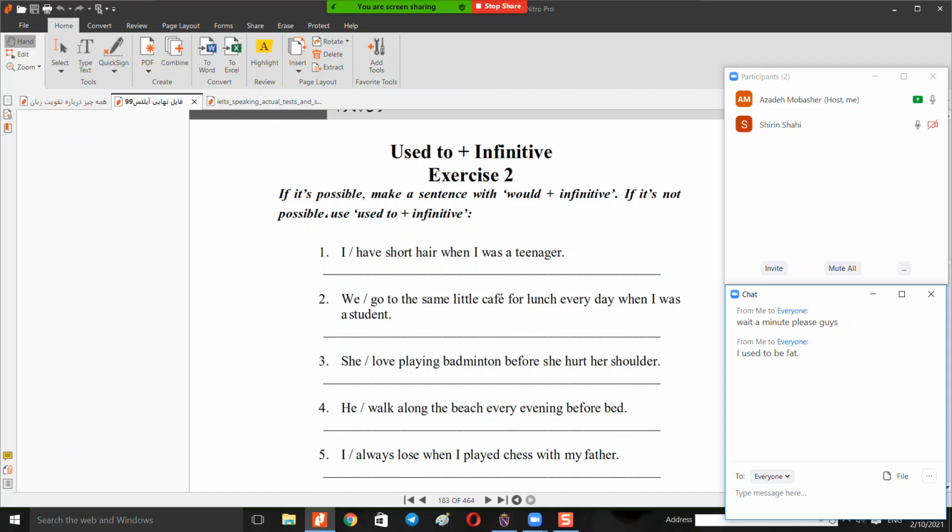And for example, the first sentence, I used to have short hair when I was a teenager. We couldn't use I would have short hair. Why? Because of have. Would was only used for the third application of simple past. What was the third application? Things that you did at intervals in the past.